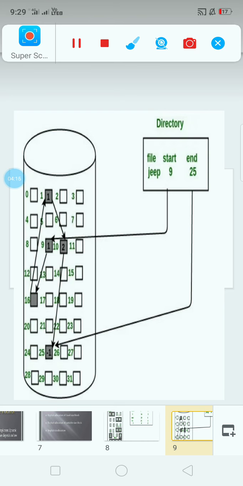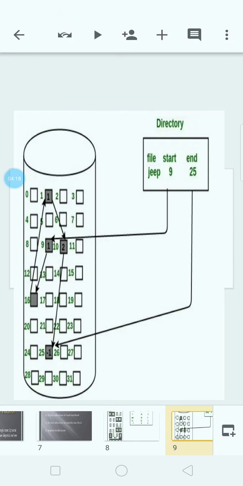Now what are the advantages? This is very flexible in terms of file size. File size can be increased easily since the system does not have to look for a contiguous chunk of memory. This method does not suffer from external fragmentation. This makes it relatively better in terms of memory utilization.